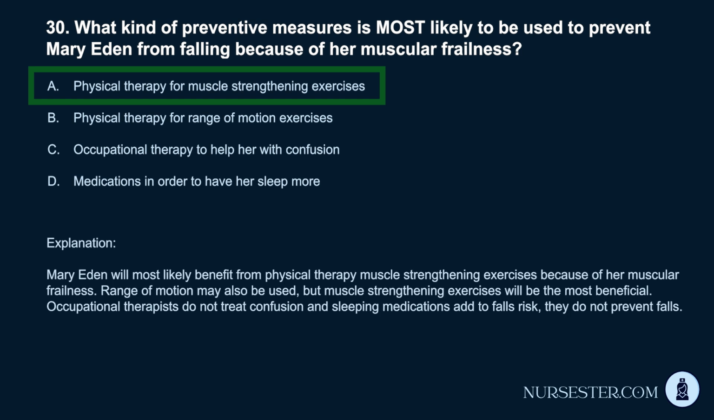Mary Eden will most likely benefit from physical therapy muscle strengthening exercises because of her muscular frailness. Range of motion may also be used, but muscle strengthening exercises will be the most beneficial. Occupational therapists do not treat confusion, and sleeping medications add to falls risk, they do not prevent falls.